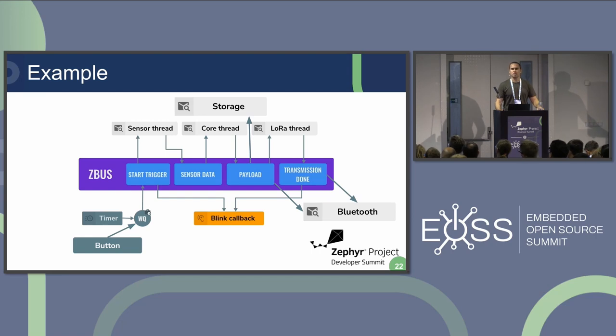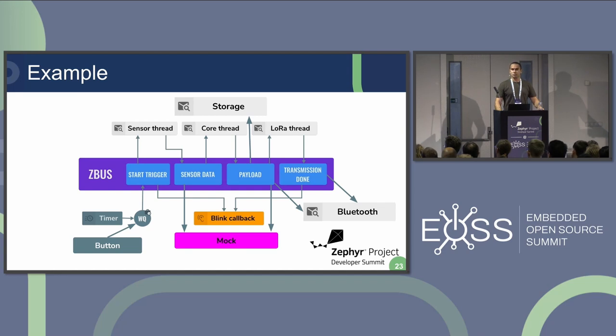I would like to get the storage data via Bluetooth, for example. I could do that just doing this. And for example, make some debug or something like that. I would like to see if the transmission done is happening. Is it possible without changing anything, right?